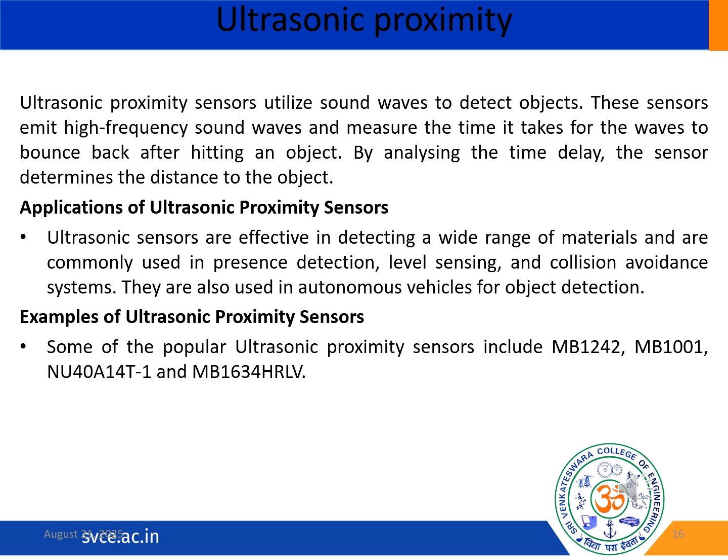So we'll see some examples here. Ultrasonic proximity sensors include MB1242. So that's a type of ultrasonic proximity sensor. MB1001, NU40A141, and MB1634HRLV. So these are the ultrasonic proximity sensors.